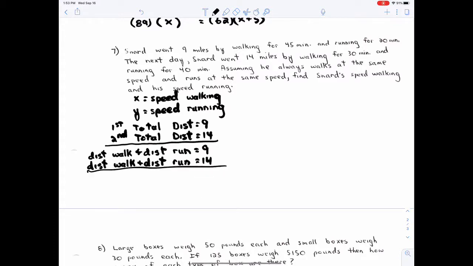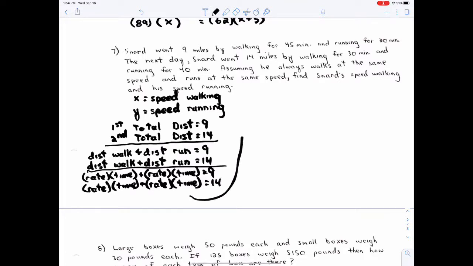Now, how do you find distance then? We've got the rate times time. And again, you don't need to write all this. It's just, this is what you do when you don't know what to do. Rate times time walking plus rate times time running equals 9. And then same thing, rate times time walking plus rate times time running equals 14. Okay, let's continue this up here.